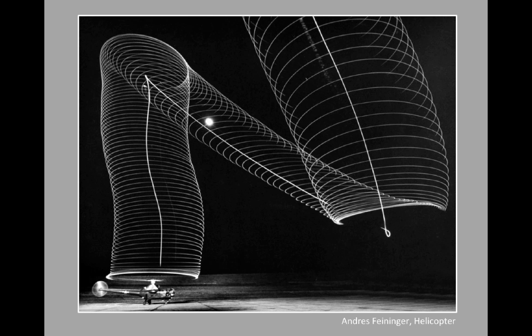This image by Andreas Feininger illustrates the effect of how moving lights are recorded when long exposure times are used. They become light trails. The lights on the helicopter's rotor blades cause the spiraling shape as they spin when the helicopter flies off.